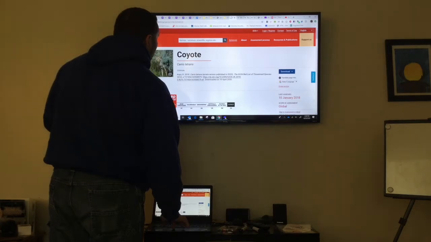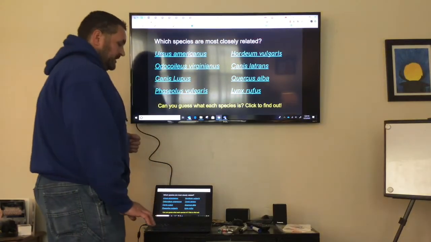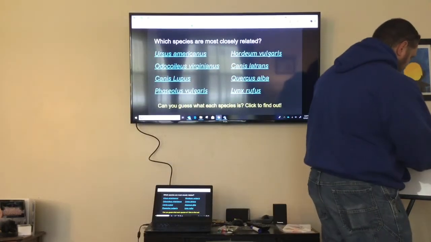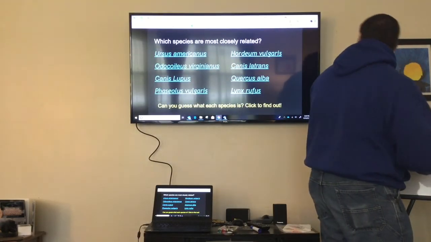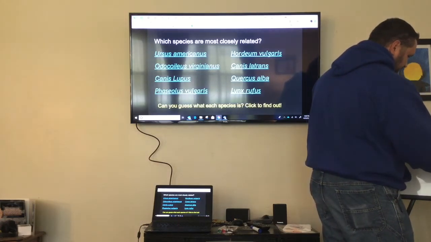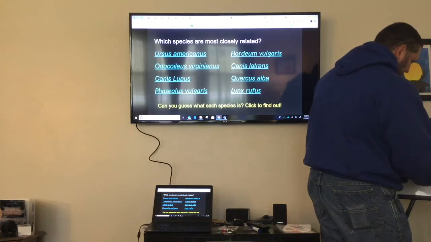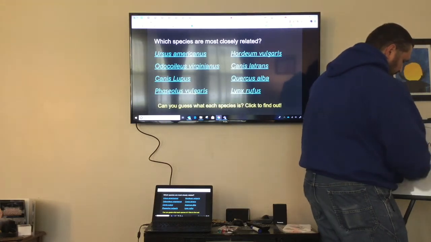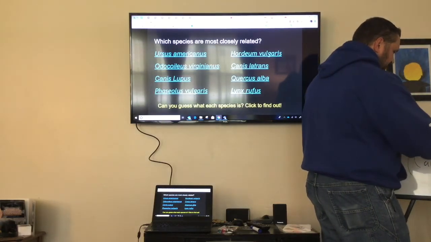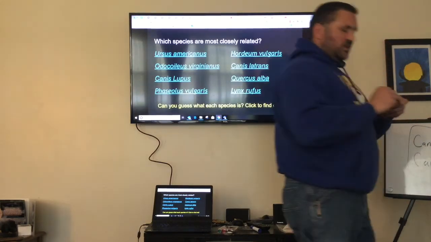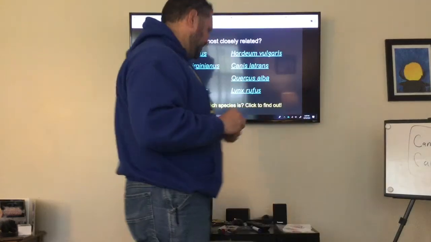So when you're looking for relationships, if they're in the same genus, like Canis lupus and Canis latrans, because the genus is the same, the species are going to be very closely related.